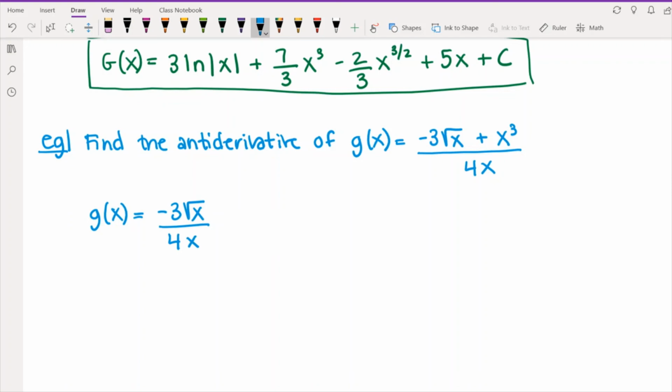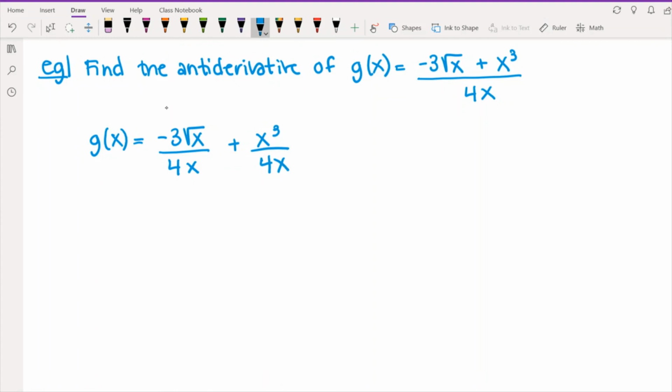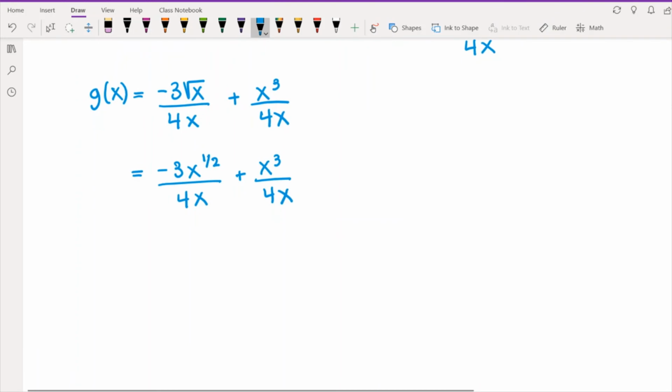We can rewrite it as -3 times the square root of x over 4x plus x cubed over 4x. So why is this helpful? Because now we can simplify each of these pieces individually. So we can rewrite this as -3x to the 1/2 over 4x plus x cubed over 4x. And now we can use exponent rules to simplify each part.